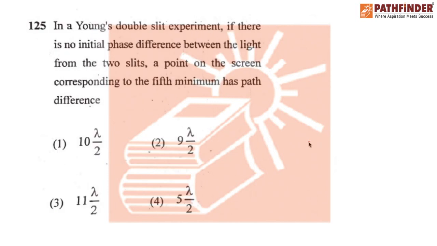In a Young double slit experiment, if there is no initial phase difference between the light from the two slits, the point on the screen corresponding to the fifth minimum has a path difference of? Okay, you have to determine the path difference there. For nth minimum, we know that the path difference delta x is equal to (n plus half) times lambda, that is (2n plus 1) into lambda by 2, same thing. So for fifth minimum, we can determine the path difference. For the fifth minimum, n is equal to 4. So it is equal to 9 by 2 lambda. Okay, so our correct option is option number 2.